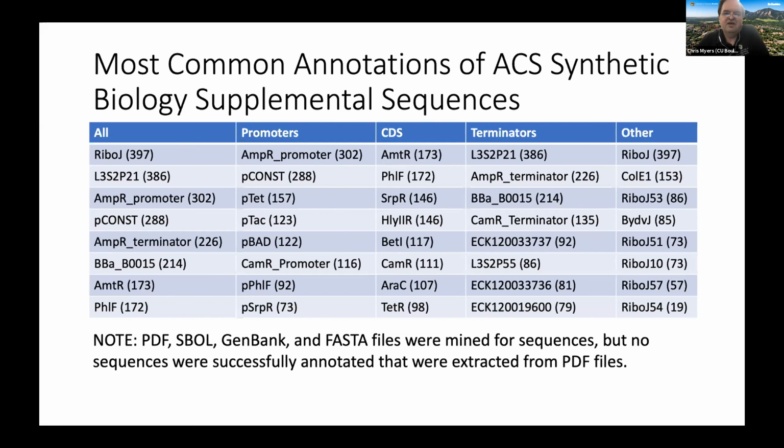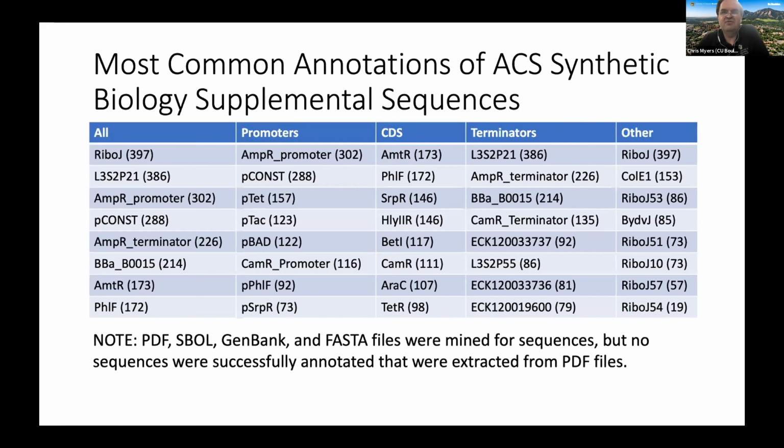One thing I want to strongly emphasize and highlight here is the fact that we began with the files in the supplemental, which were composed of PDF files, SBOL files, GenBank, and FASTA files. The vast majority of the files that we had were PDF files, and the vast majority of the sequences were extracted from those. So we mined sequences from all of these, but the sad note is that the sequences that came out of PDF files were never actually successfully annotated. It was very difficult to extract meaningful and useful sequences from the PDF files.